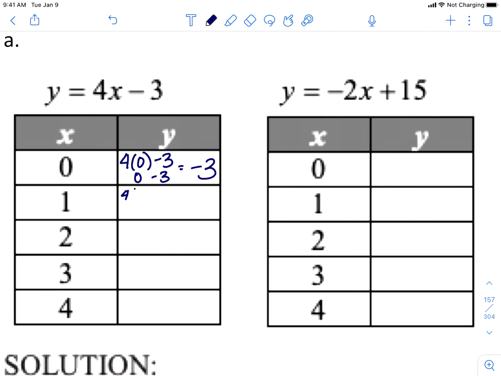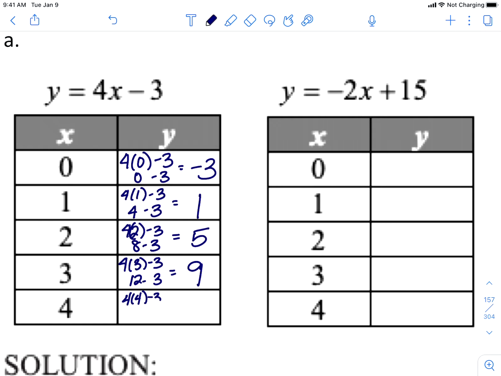I'm going to do 4 times 1 minus 3. So that's 4 minus 3, which gives us 1. 4 times 2 minus 3, so 8 minus 3 gives us 5. 4 times 3 minus 3, well, 12 minus 3 gives us 9. And 4 times 4 minus 3, which is 16 minus 3, which gives us 13.